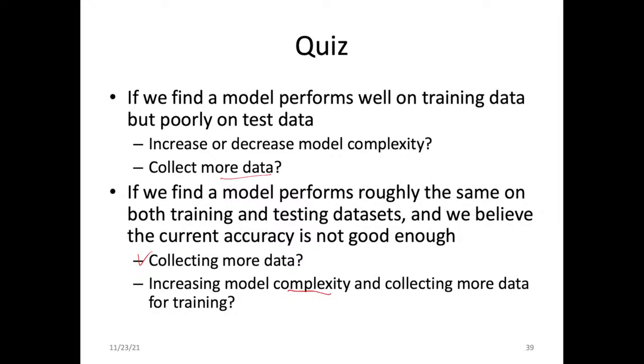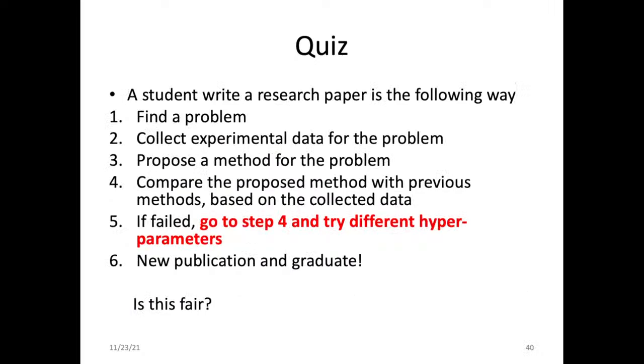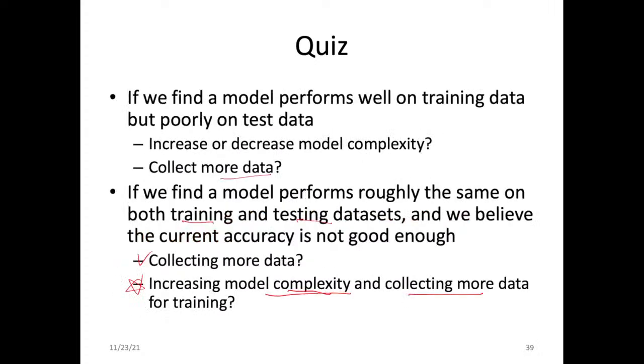If we increase the model complexity and collect more training data, then this will probably be helpful. Okay? Because now you believe that your model performs roughly the same in training and testing data, and you believe that's not good enough. Then by increasing the model complexity, you will make your training error become smaller, but your test error becomes larger, which means you are likely to overfit the training data. And in that case, you collect more data as the training data, which will help you to prevent overfitting. So if you do these two steps simultaneously, it is possible to make your test error smaller.